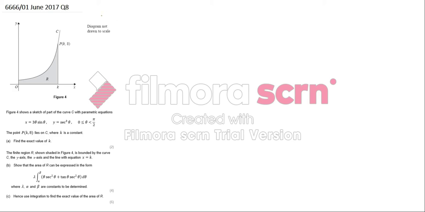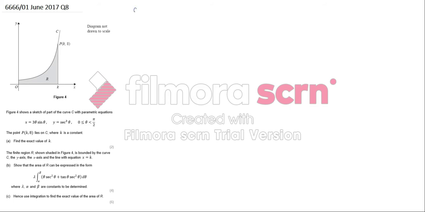Figure 4 shows a sketch of part of the curve C with parametric equations x equals 3 theta times sine theta and y equals sec theta all cubed. The point P, that's K, 8, lies on the curve C where K is a constant, and the first thing we have to do is find the exact value of K, so that is the x coordinate of point P.